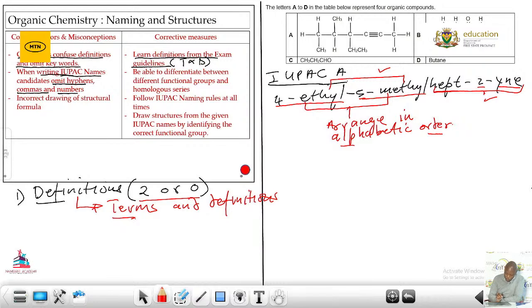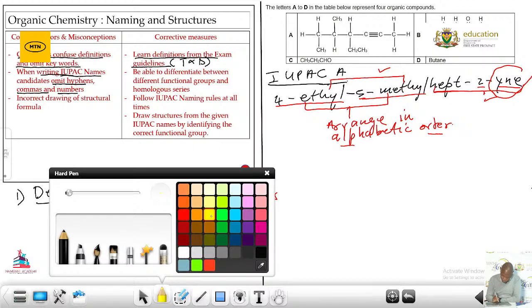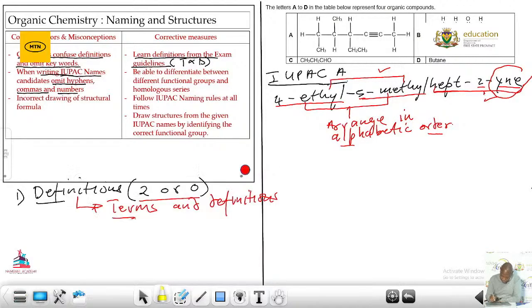So remember, do not omit hyphens. Use your commas if you have more than one type of substituent, and at the same time be able to differentiate the different functional groups you have. Because we usually say the suffix of the parent name tells us about the functional group, and also tells us about the type of homologous series that we are working with. So if you do not know that, everything becomes a challenge.